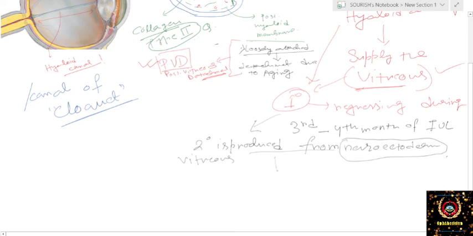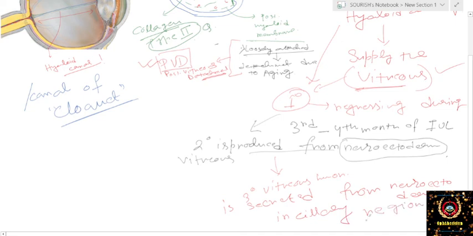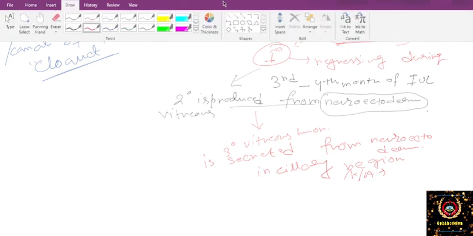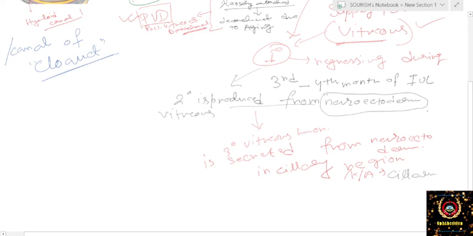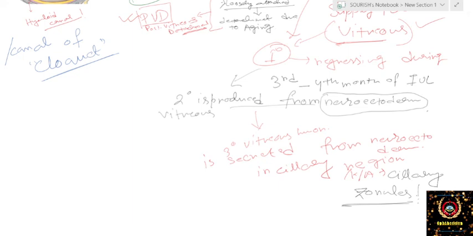Now after formation of the second degree, this third degree vitreous humor is secreted from neuroectoderm in the ciliary regions, also known as ciliary zonules. So we have completed the transition of this vitreous humor from first degree to third degree.